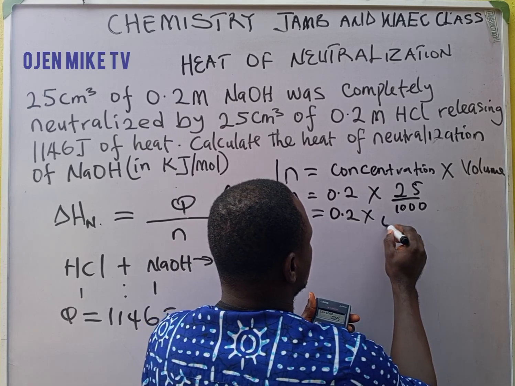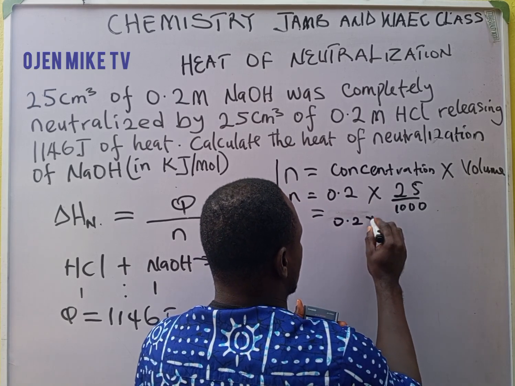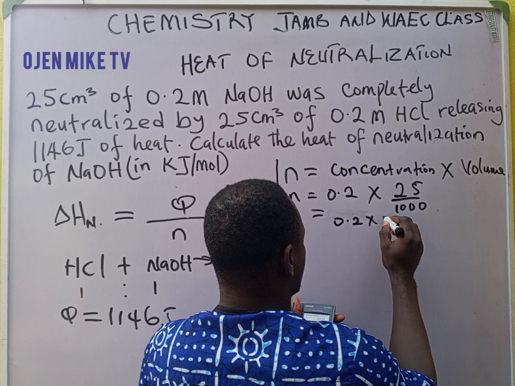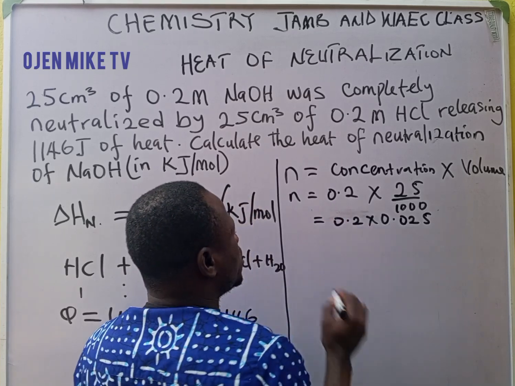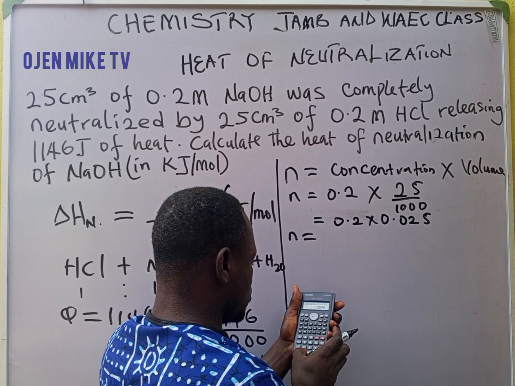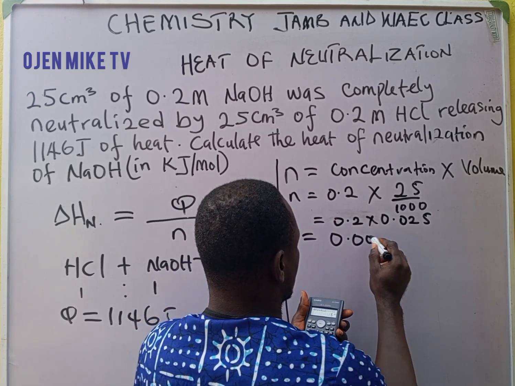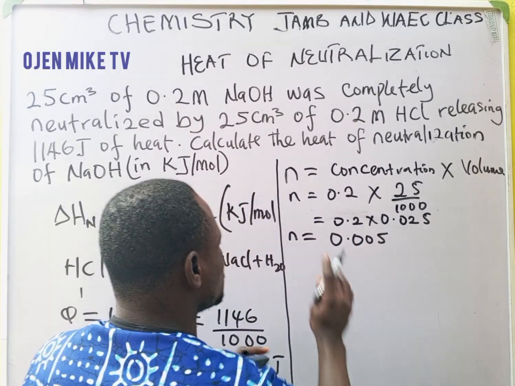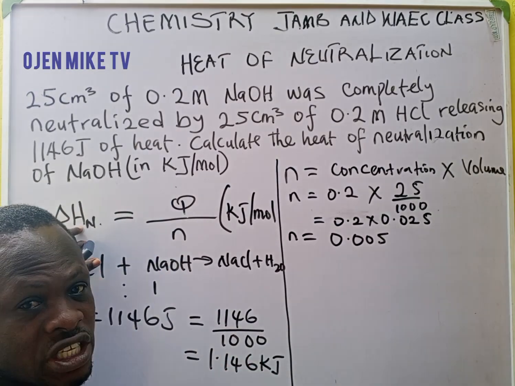So 0.2 times 0.025 gives our N, which is 0.005. Since we have our N here and we have our heat released, it is simple. Put it into this formula.